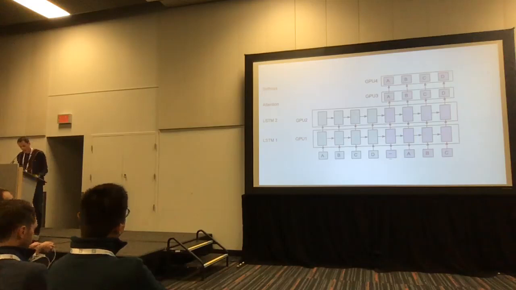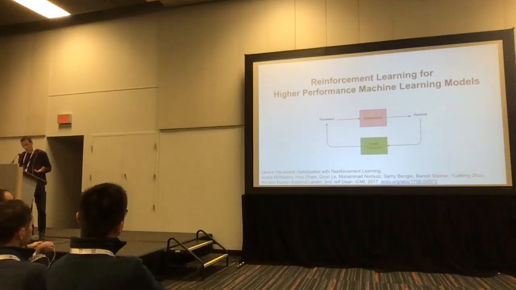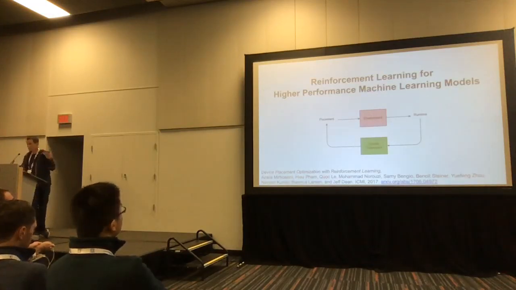in that case, a human expert might decide to put different pieces of this model on different GPUs, and then have communication of the activations between the different GPU cards, because that allows you to pipeline things and get good performance that way. But you can actually use reinforcement learning to make placement decisions for groups of nodes in a computational graph.